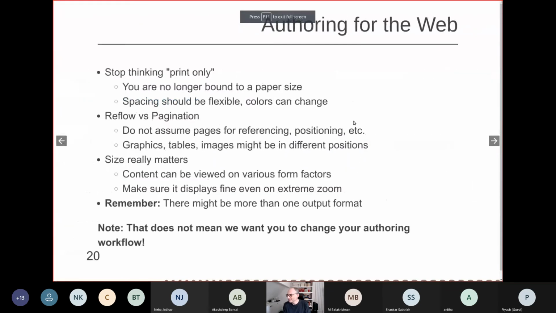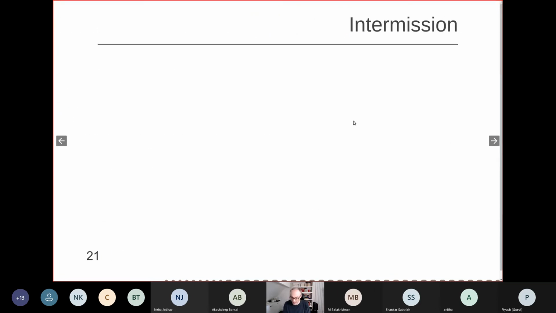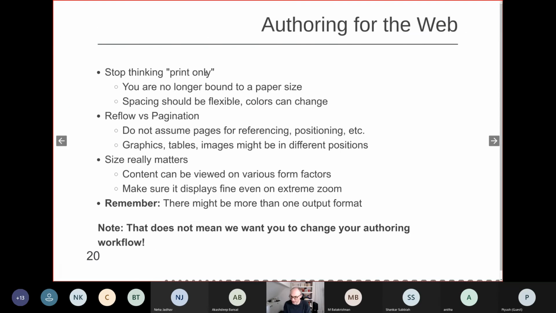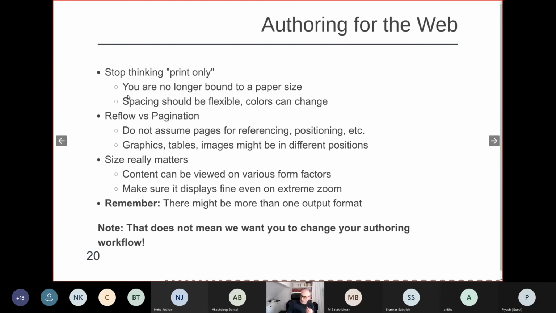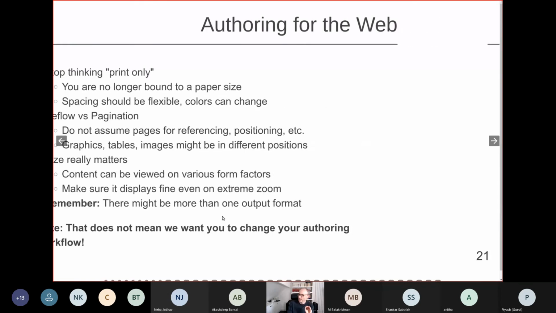I think there's more to authoring for the web. Forget about thinking print only. That's the main takeaway from here. We've discussed all these points before, so we're not going to go into details.